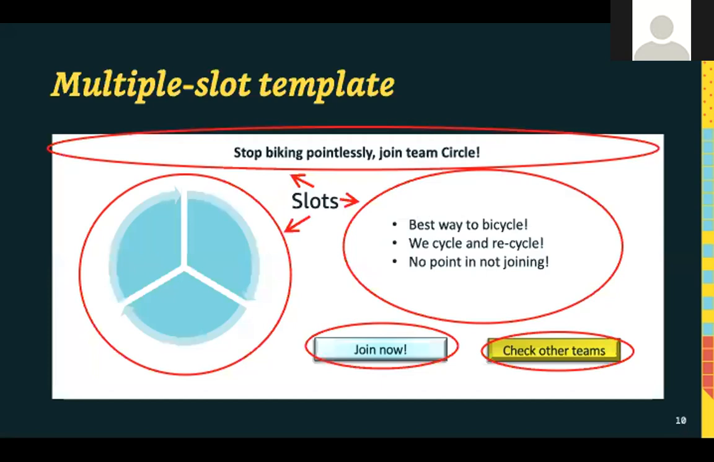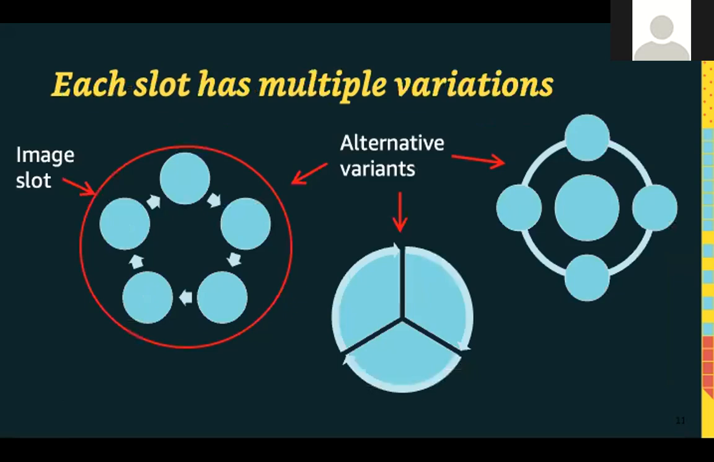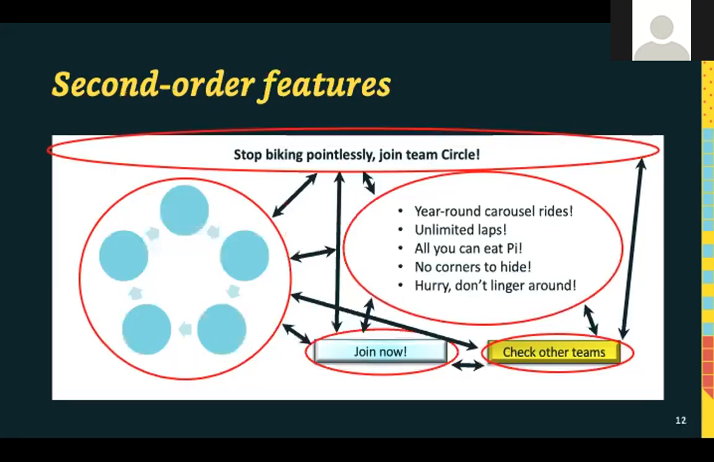Suppose you have an ad with multiple slots. I'm taking here an ad for your biking team, and you are unfortunate enough to ask me to design an ad for it. I'm a very lousy ad designer. So what I say is, okay, I want to give you an ad, but I want to have it modular. So I have multiple slots, and for each slot, I have multiple alternative variants. At the end of the day, when I give you an ad, it's a combinatorial explosion.